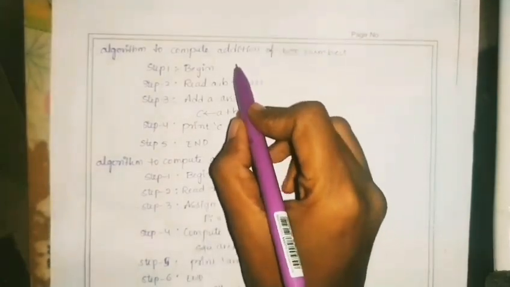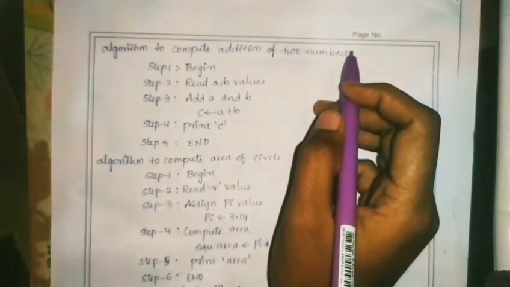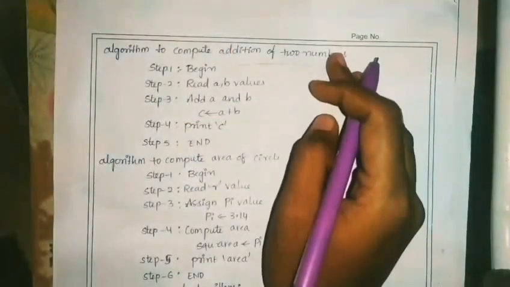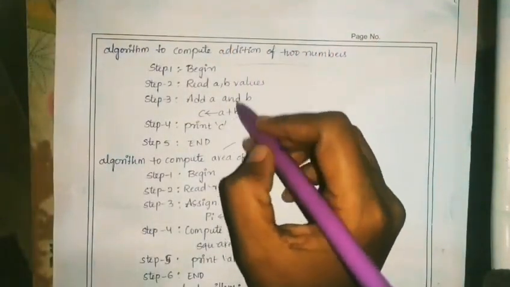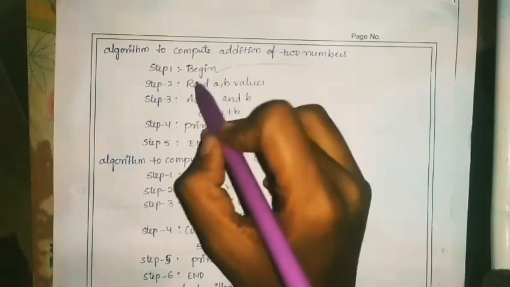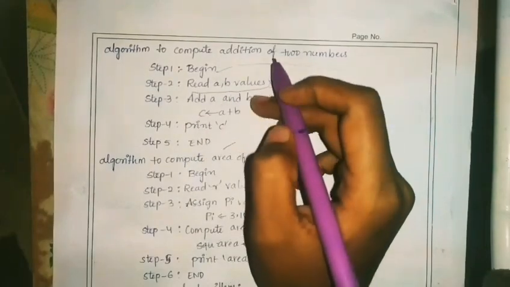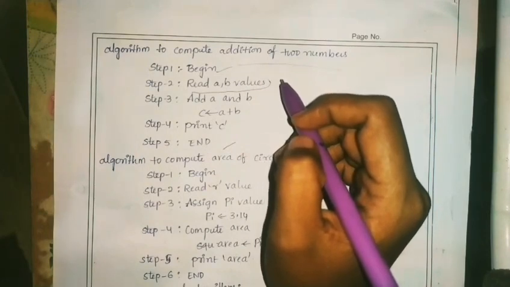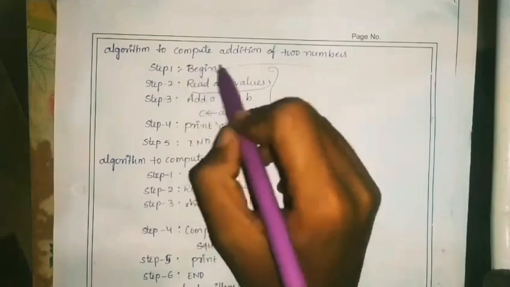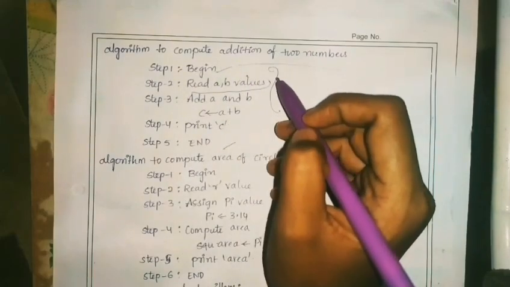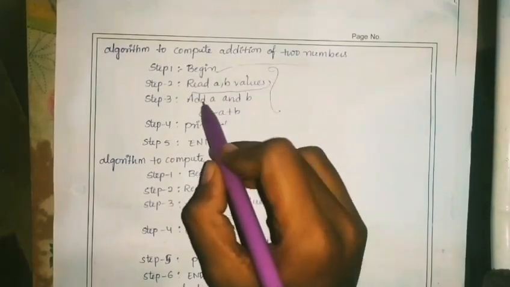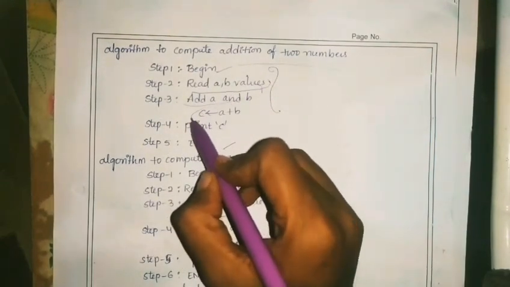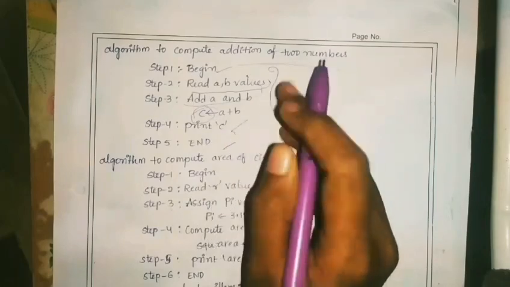First, compute addition of two numbers. The finite steps in this example are 5. First, we have to begin and read the A, B values. What we discussed before, these are the things we need to represent like this. Step 1, begin. Step 2, read A, B values. In step 3 we add A and B and assign it to the C variable, then print C, end.